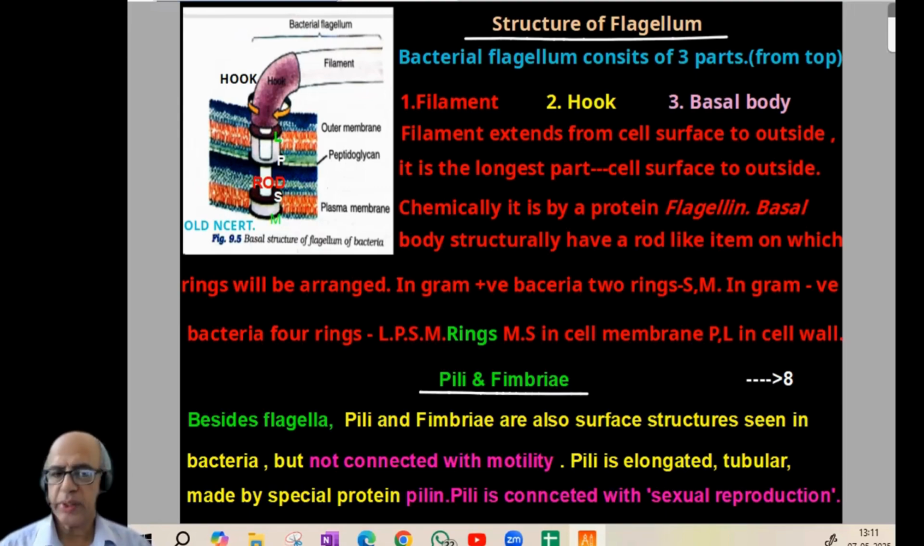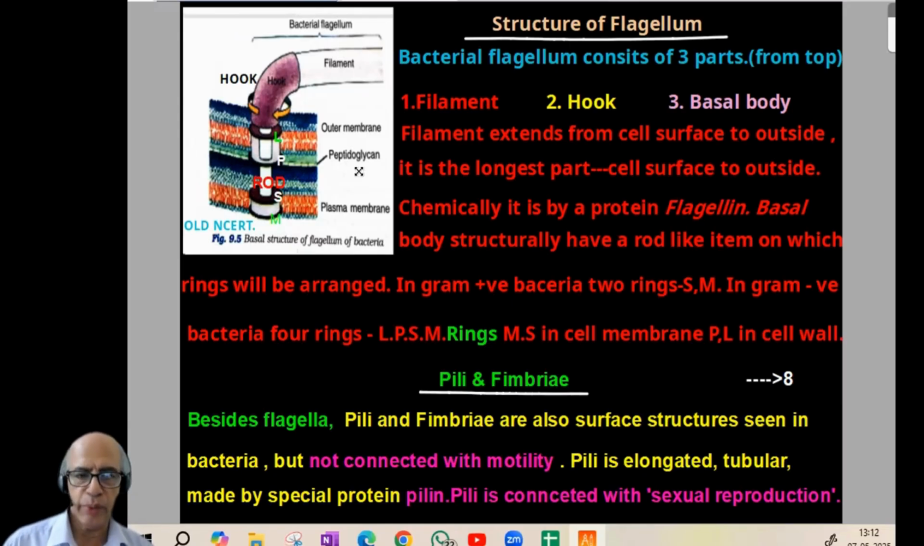The basal body structurally has a rod-like structure. See, this is the rod. I marked it there. A rod-like structure on which rings are arranged, say rings 1, 2, 3, 4. Four rings will be arranged. I marked the maximum there, so it will be easy for you. In gram-positive bacteria, two rings, S and M.